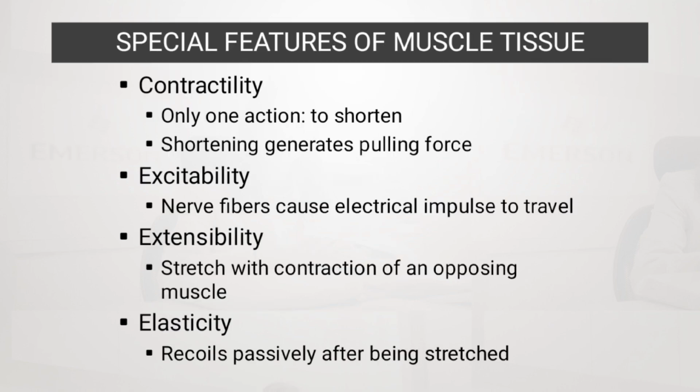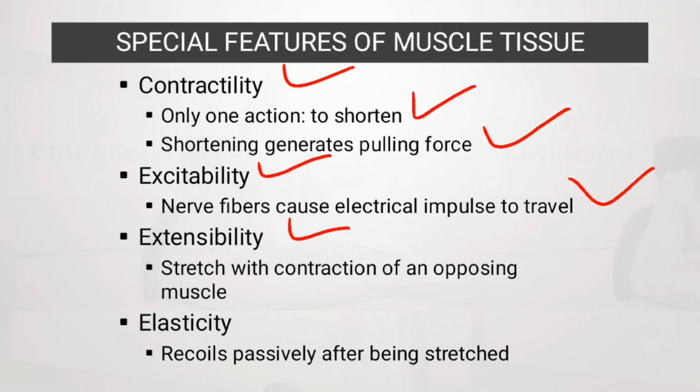Then we have other special features of muscle tissue, starting with contractility. For contractility, there is only one action, which is to shorten, and shortening generates pulling force. Then for excitability, the nerve fibers cause electrical impulses to travel. For extensibility, they stretch with contraction of an opposing muscle. Then elasticity: they recoil passively after being stretched. Those are some special features of muscle tissue.